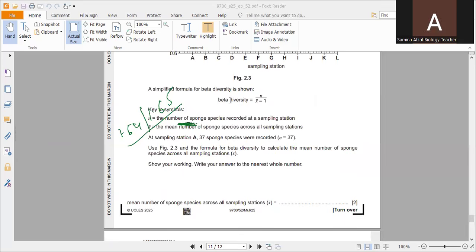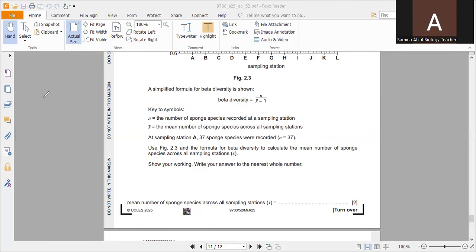a simplified formula for beta diversity is shown. Beta diversity is equal to n divided by x minus 1. Where n is the number of sponge species recorded at a sampling station, and x is the mean number of sponge species across all sampling stations. So at sampling station A, 37 sponge species were recorded, so n is equal to 37.